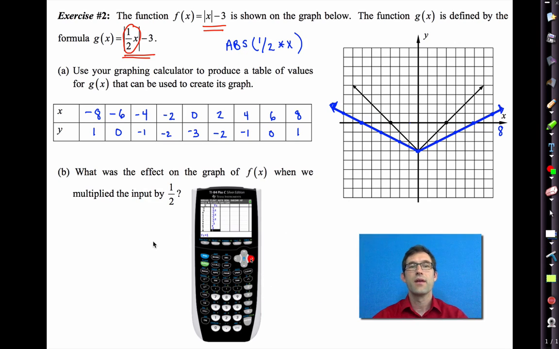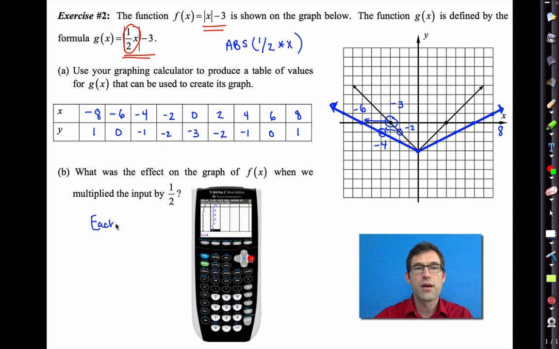All right. What was the effect on the graph of f of x when we multiplied the input by 1/2? Well, this is cool. Watch. Let me show you it. Here we had an x value of negative 3, but then that became an x value of negative 6. Right? Isn't that kind of cool? We could track another point. Here we have an x value of negative 2. That thing went over here to an x value of negative 4.